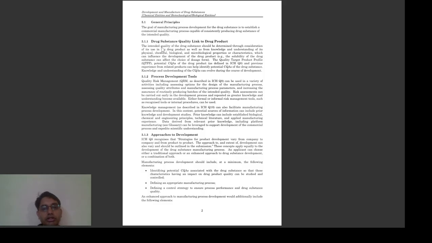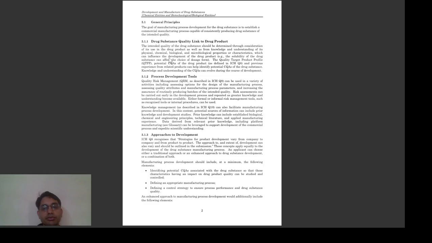The intended quality of the drug substance should be determined through consideration of its use in a drug product, as well as from knowledge and understanding of the physical, chemical, biological and microbiological properties of the drug substance, which can influence development of the drug product, that is the finished formulation. The solubility of the drug substance can affect the choice of dosage form.